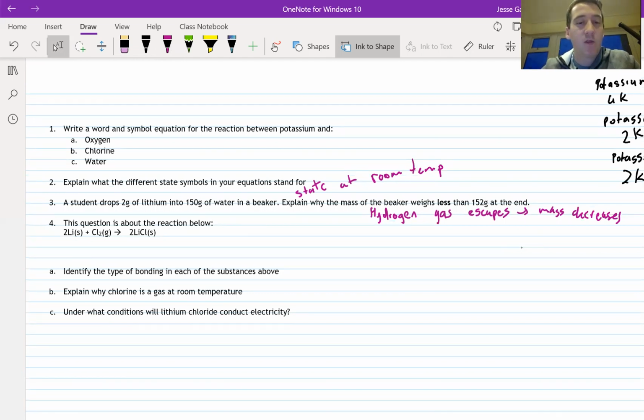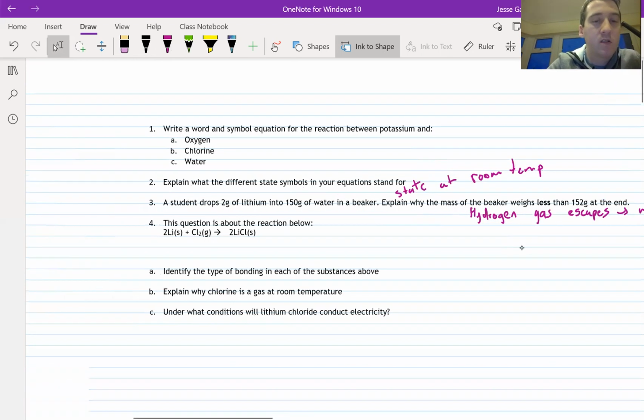This equation is about the reaction between 2 Li with a Cl2 to form 2 LiCl. So you have to identify the type of bonding in each substance. Well, lithium is a metal, so it's got metallic bonding. Cl2 is two nonmetals, so this is covalent. And LiCl is a metal and a nonmetal, so it is ionic.